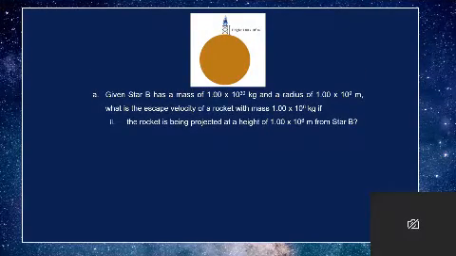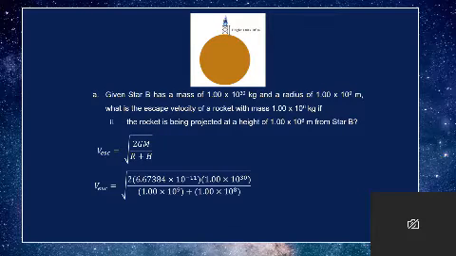For the part 2, we again insert the data into the formula, but we make the slight change in the denominator by adding the height of a platform from which the rocket is being projected to the radius. Receive the result, and it's slightly lower.